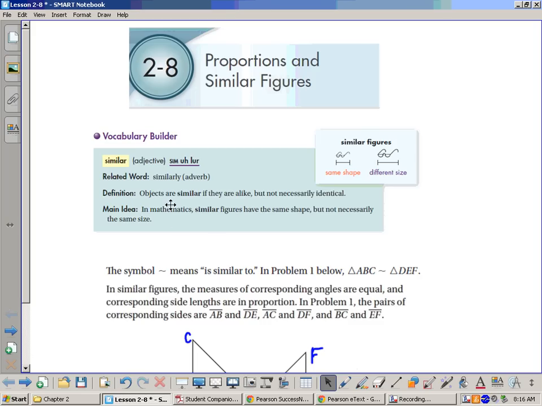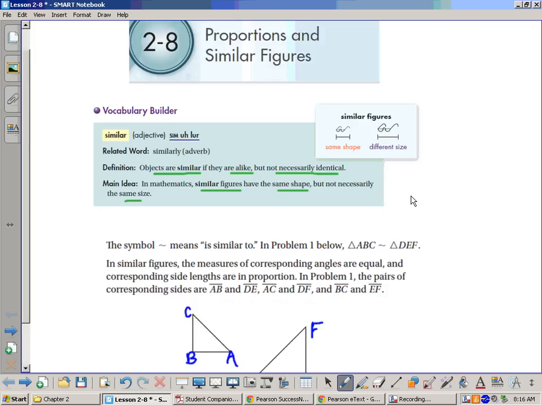In a situation like this, when we're working with similar figures, we're looking at figures that are alike, but not necessarily identical. They don't have to have the same size, but they will look like they're the same. Up here on the right, we have similar glasses. They're the same shape, but they're different sizes. In mathematics, similar figures have the same shape, but are not necessarily the same size, just like these.